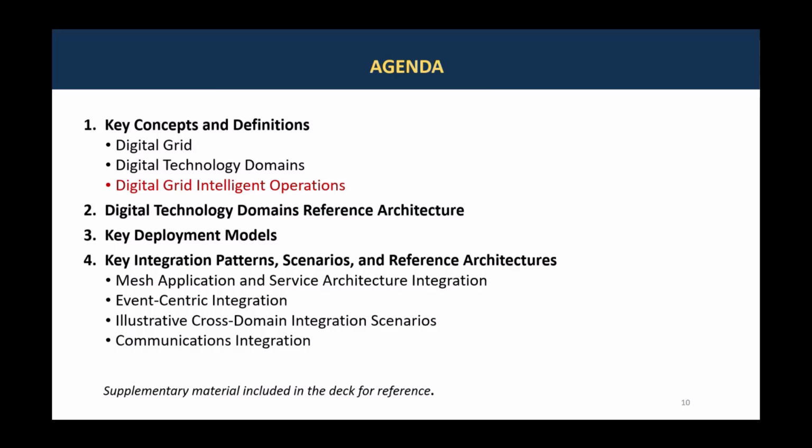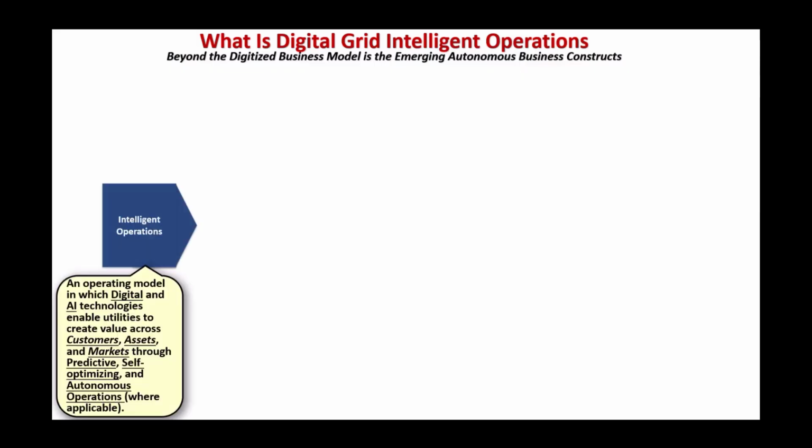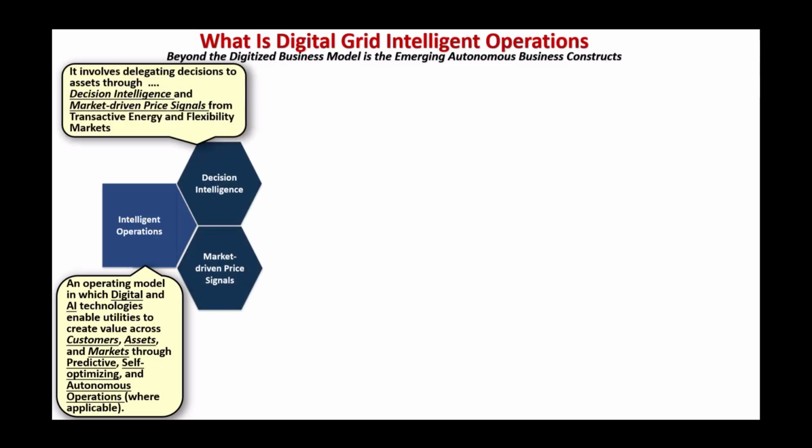So, what is the digital grid intelligent operations then? Digital grid intelligent operations is an operating model in which digital and artificial intelligence technology enable utilities to create value across customers, assets, and markets through predictive, self-optimizing, as well as autonomous operations. It involves delegating decisions to assets through decision intelligence and market-driven price signals.